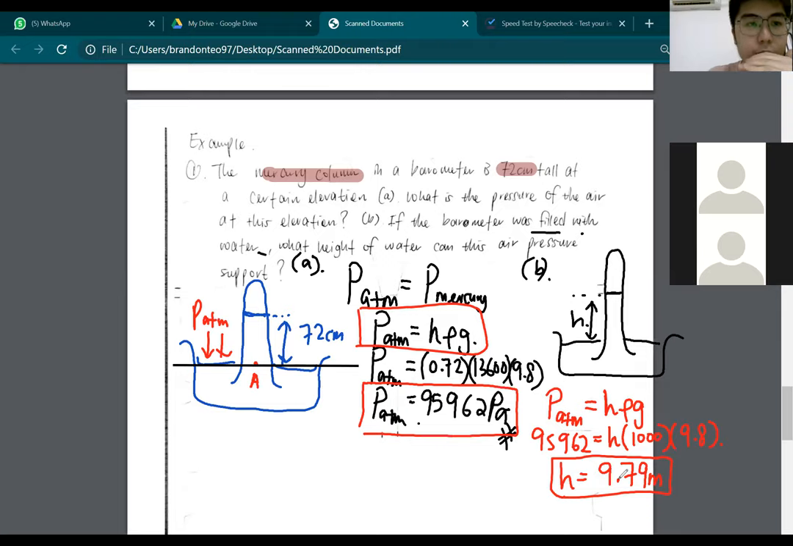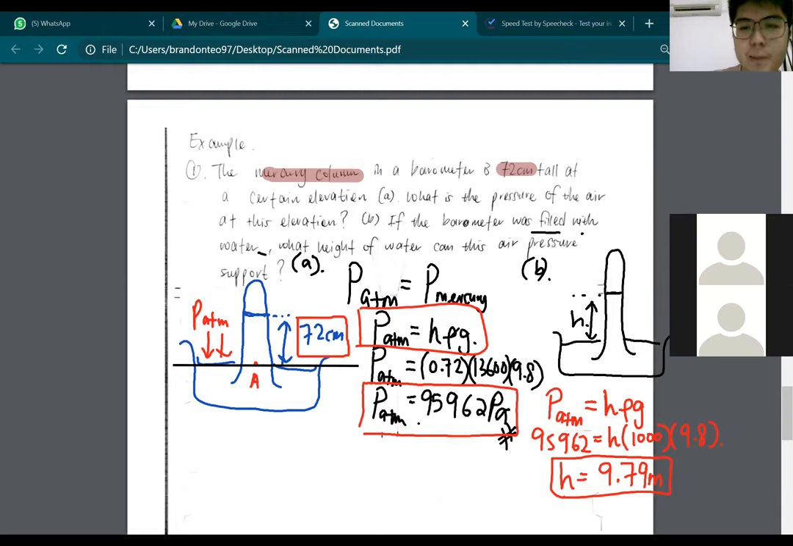That is a big difference, right? That is so high, right? 9 meter. Okay, so you can see that if you use water for the barometer, it's actually not practical, because of the density. Okay, you need a very long tube. Imagine you have a tube until 9 meters. So that is why normally they use mercury, right? Because the mercury has higher density, so the height is only 72 cm. That's a big difference between these two. It's like 0.72 meters, okay, compared to 9 meters.